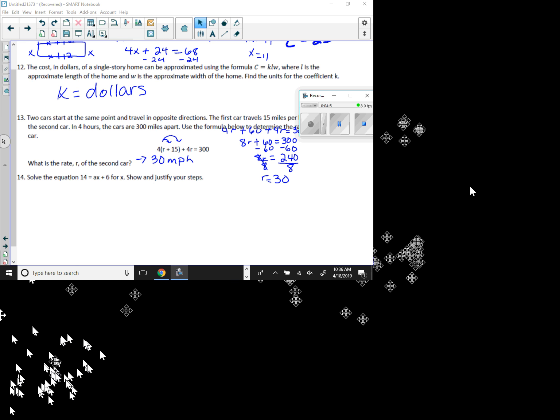Number 14, solve the equation. 14 equals AX plus 6. Solve that for x, and show and justify your steps. When it says justify your steps, you have to list the properties. Okay, so how would you solve for this? All right, well, I'm going to write it down. That's given, right? 14 equals AX plus 6, that's given.